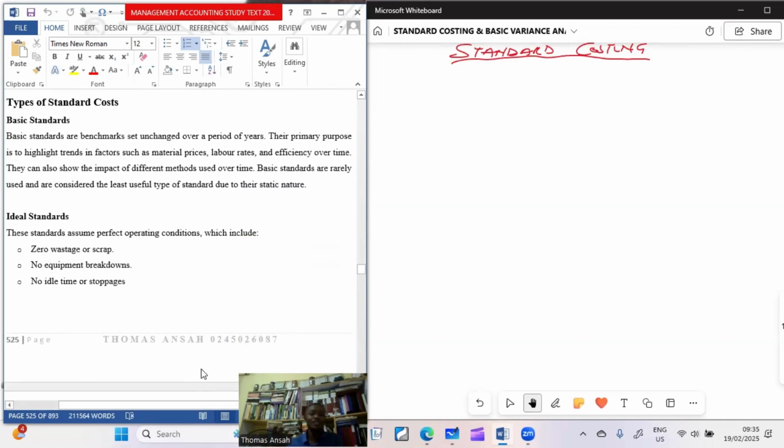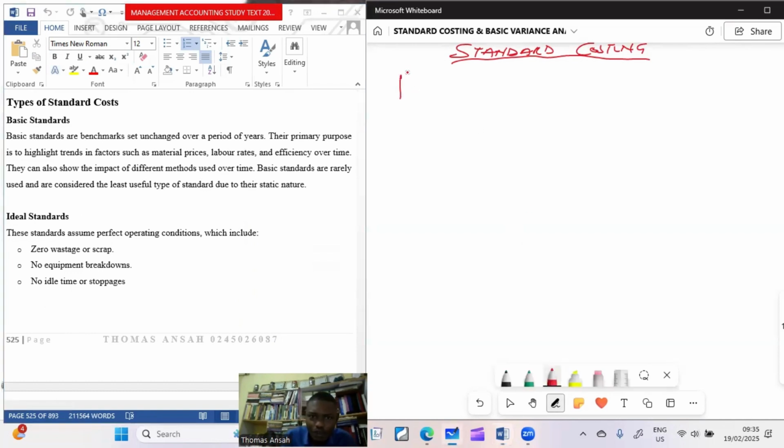Now, there are a few things that we want to talk about. We are looking at the types of standard cost. So I told you that we've done the purpose. We need to talk about the types. There are about 4 types. So here you see the basic standard. All right. So we are talking about the benchmark that I said remains unchanged.